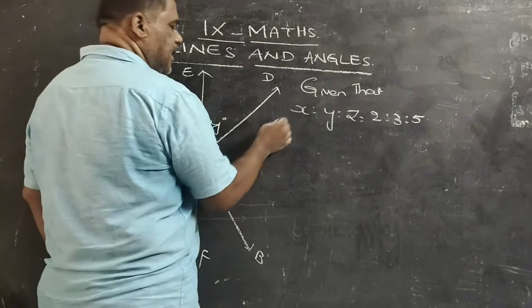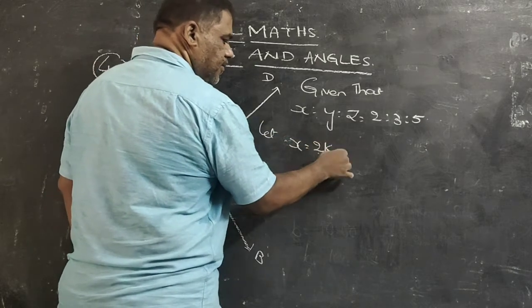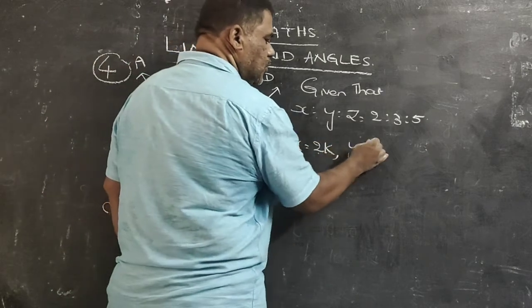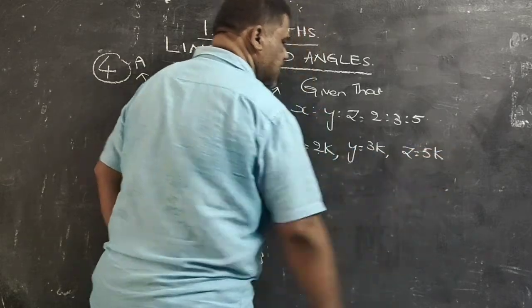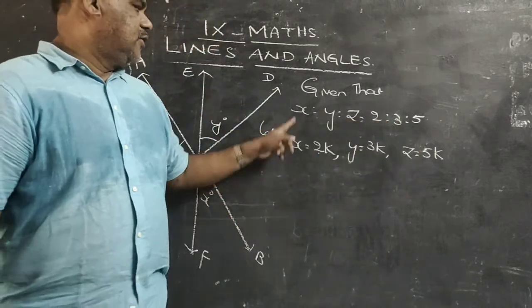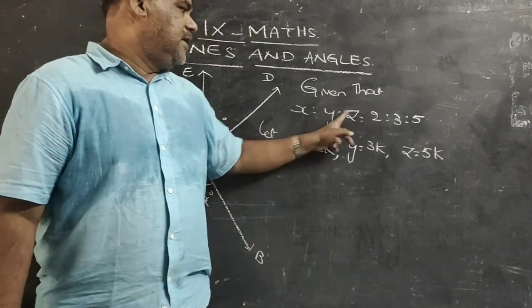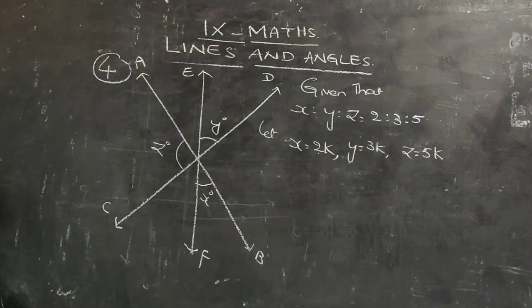So using this condition, we have to suppose x is equal to 2k, y is equal to 3k, z is equal to 5k. We have to suppose like this because there is a ratio of 2 is to 3 is to 5. So x is equal to 2k, y is equal to 3k, z is equal to 5k.